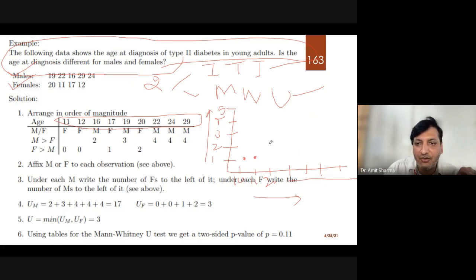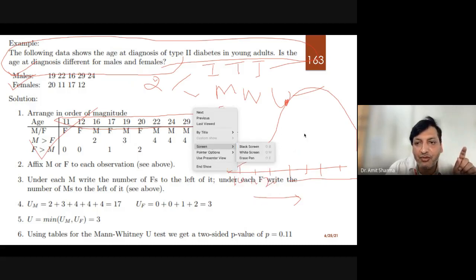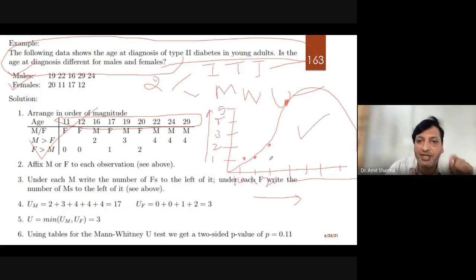Patient number 2 is 12, you mark here. Patient number 3 is 16, which will be somewhere here. Like this you mark all the data points and try to find out the distribution. If you get a bell-shaped curve, assume it is a parametric test and apply the independent t-test. If you are not getting a bell-shaped curve, then go for Mann-Whitney U. So you have to plot this graph on your own to check the distribution.